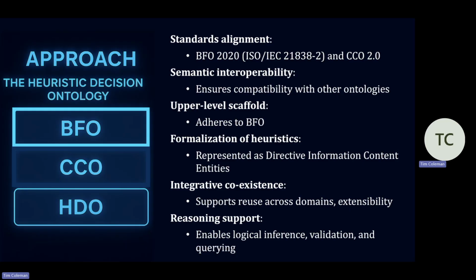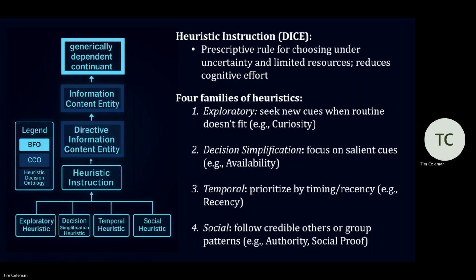Finally, the ontology ensures extensibility and reasoning support. Once heuristics are in the framework, we can query them, validate them, and extend the ontology with new heuristics as they emerge without breaking the structure. So this isn't just a classification exercise. It's about making heuristics computable, reusable, and auditable. It's about giving us the tools to ask which heuristics are being applied, under what conditions. Do they deviate from normative process, or do they exploit the environmental constraints?